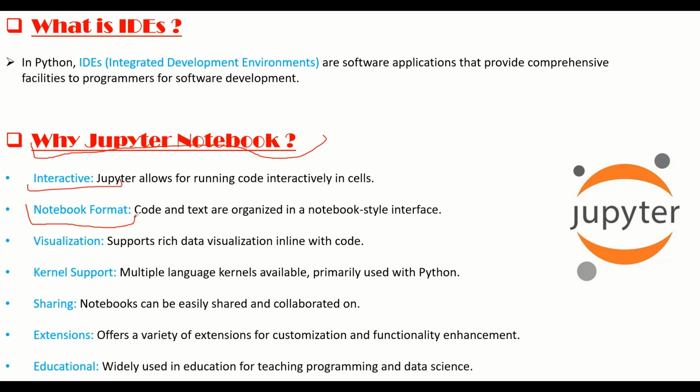So the next feature is notebook format. Code and text are organized in a notebook style interface. It means Jupyter organizes code, text, and visualizations in a notebook style interface. Notebooks consist of a sequence of cells, each of which can contain code, markdown text, equations, or multimedia elements. This format provides a structured and visually appealing way to document and share computational workflows, analysis, and presentations.